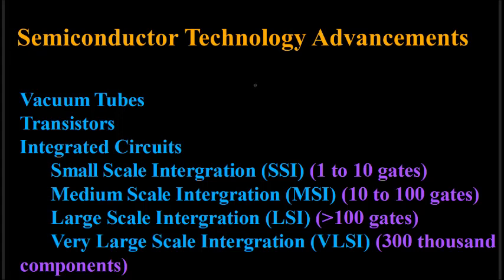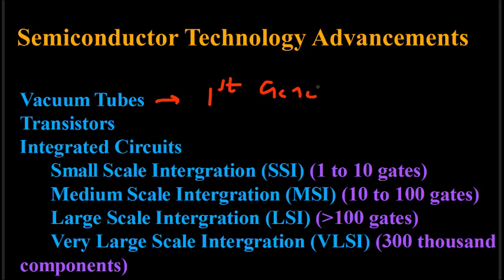Now we discuss the advancement in semiconductor technology. Previously, computers were made using vacuum tubes. That was around the 1950s and 60s. These computers were called first generation computers. This was before the advent of transistors. So these were the first generation computers, made by using vacuum tubes.